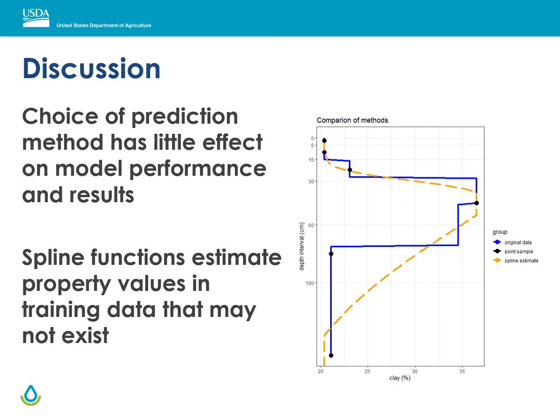The main takeaways from this methodology comparison are that there aren't statistically significant differences in model performance based on accuracy and uncertainty measures between methods, and that spline functions may estimate property values in the training data that don't exist because it relies on values estimated from the curve rather than the directly measured values.